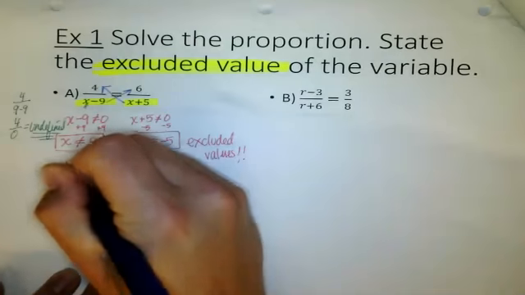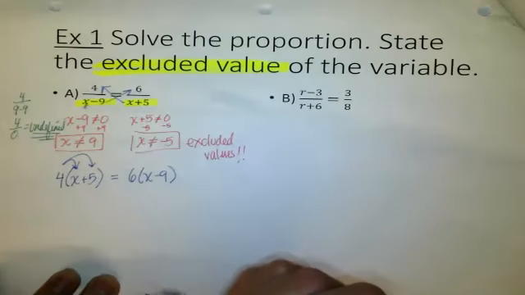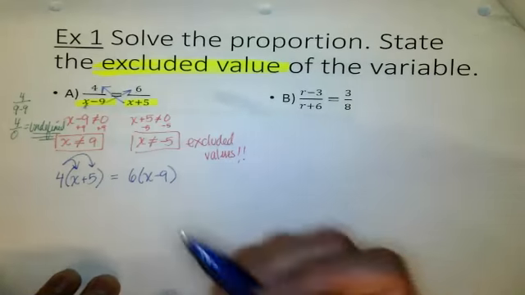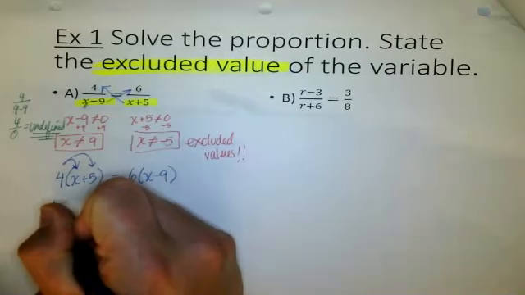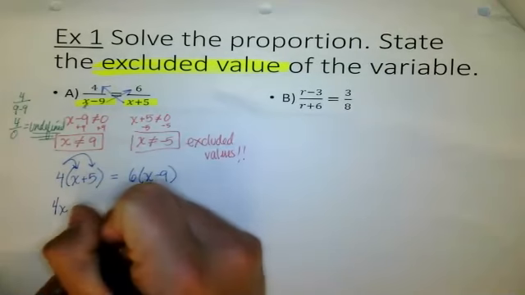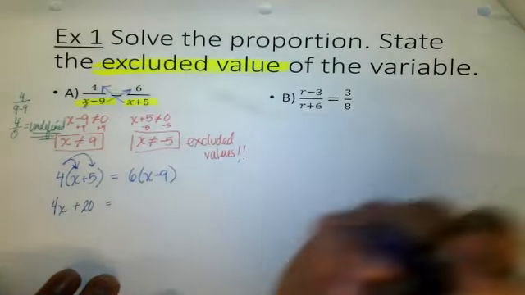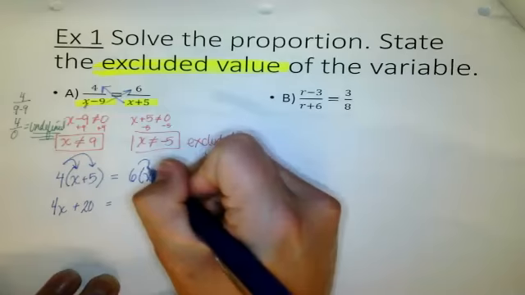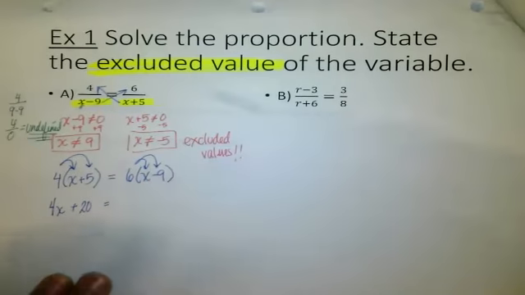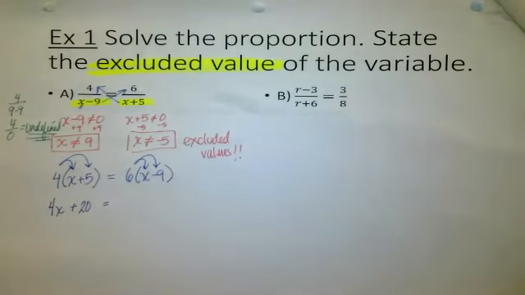Distribute. Very good. So we have 4 times the quantity x plus 5. What's 4 times x? 4x. And 4 times 5? 20. We need to distribute the 6.